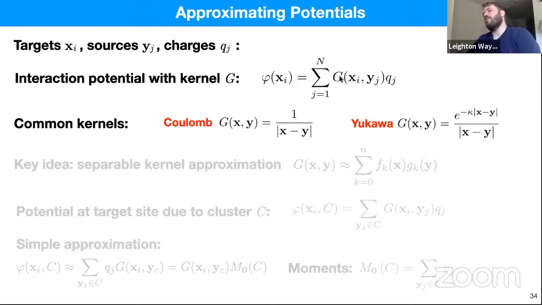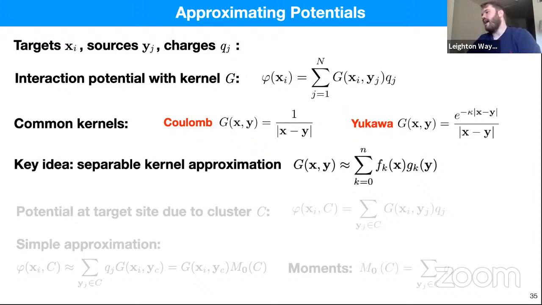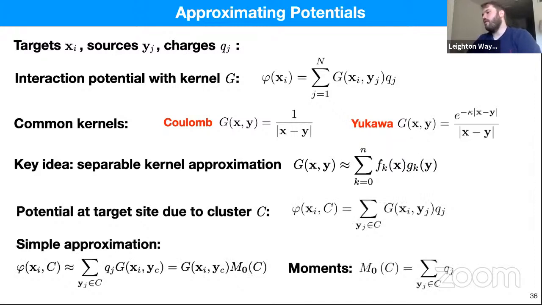The common kernels that are important to us, as you saw at the very beginning with the Poisson-Boltzmann equation, are the Coulomb and the Yukawa or screened Coulomb kernels. The key idea for approximating this is that we need to approximate it with a sum of separable functions. So if we can take this g of x comma y and turn it into a sum of functions of x times functions of y, then we can start actually making some progress with our approximation.